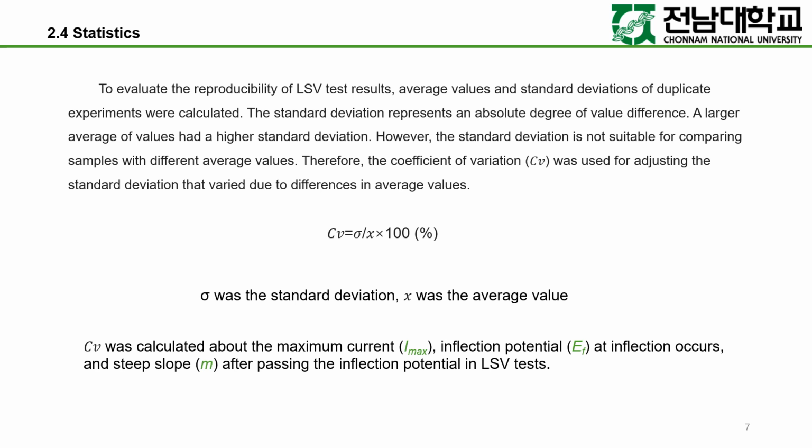Therefore, the coefficient of variation was used for adjusting the standard deviation that varied due to differences in average values. The coefficient of variation was calculated with the following formulation. A relatively small standard deviation compared to the average meant that the degree of dispersion was low, indicating a high reproducibility of experiments. Coefficient of variation was calculated for the maximum current, the inflection potential at which inflection occurs, and the steep slope after passing the inflection potential in LSV tests.